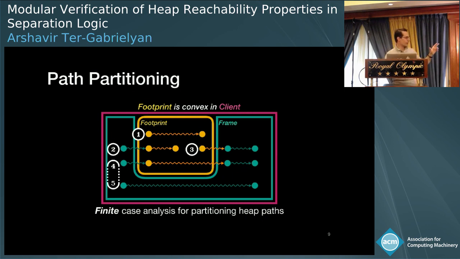So let's summarize the findings so far. Given a relatively convex footprint, for each client local path, we have a deterministic way of representing this client local path using a finite number of only footprint local or frame local subpaths. And this is exactly what we wanted to achieve.